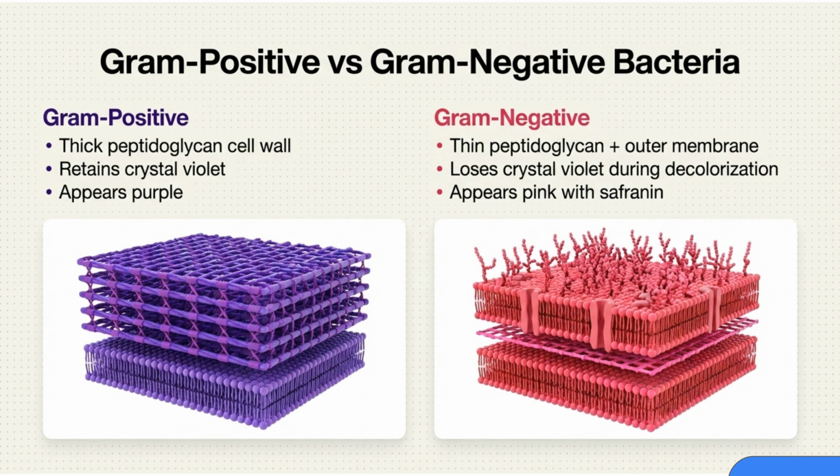Gram-positive bacteria have a thick peptidoglycan wall and retain the purple crystal violet. Gram-negative bacteria have a thin peptidoglycan layer, lose the crystal violet, and stain pink with safranin.